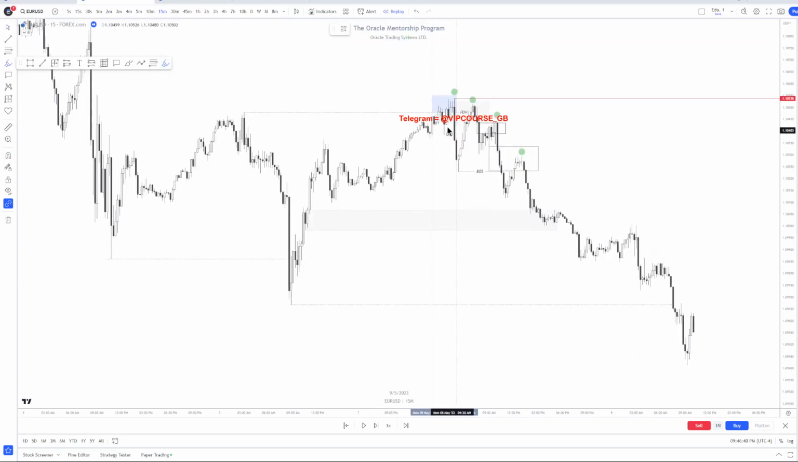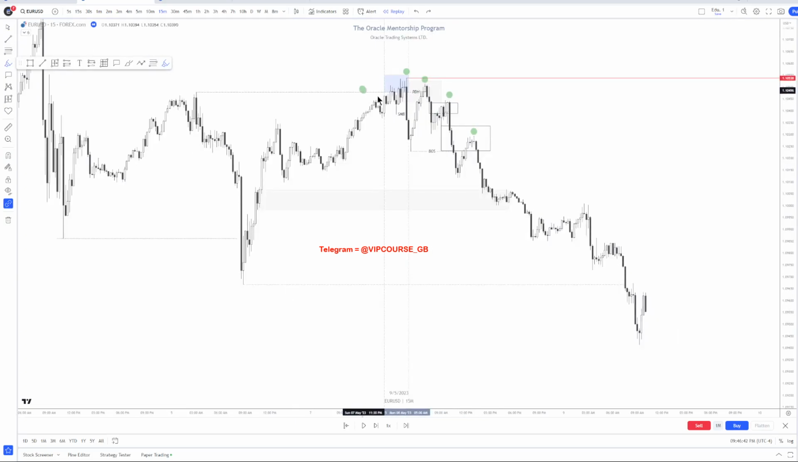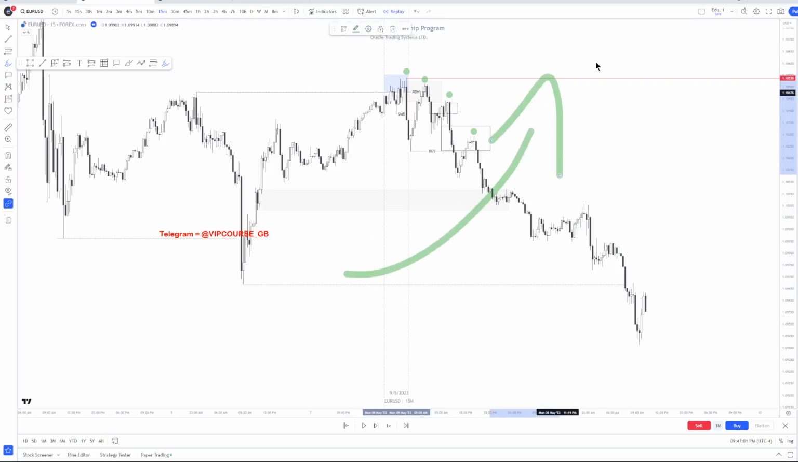Having this narrative can help us to form a bias and then even select next likely draws on liquidity to trade to, right? And then we're able to confidently continue to take shorts wherever the entry model plays out, of course, and we're able to constantly look for shorts without looking for longs, right? Hopefully that helps a little bit.